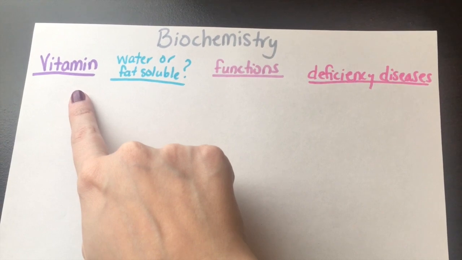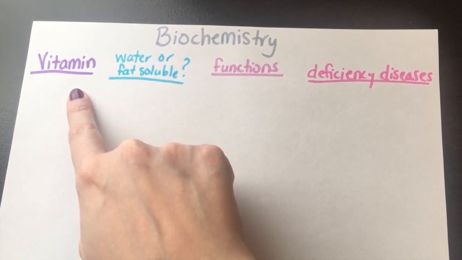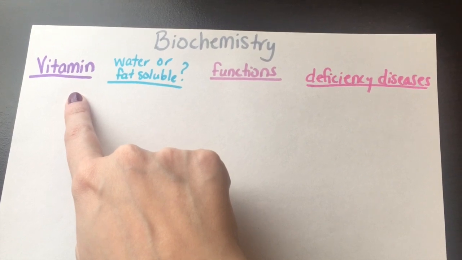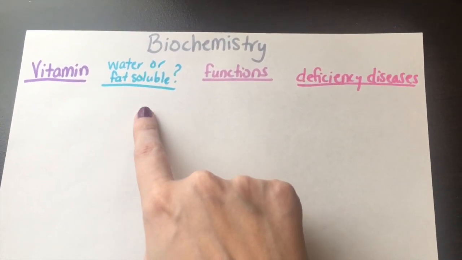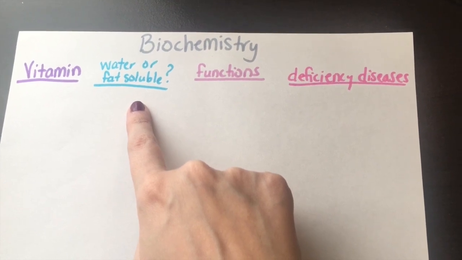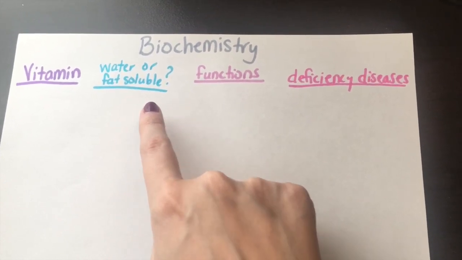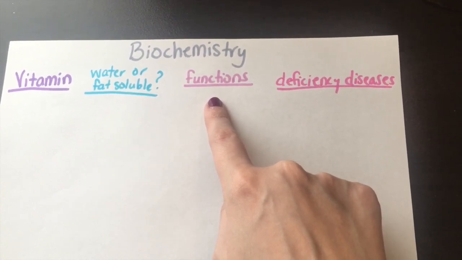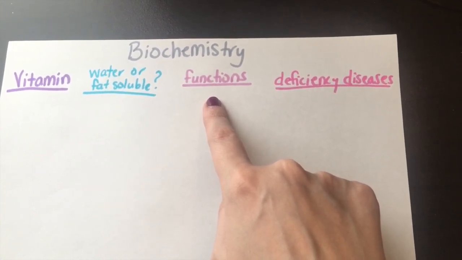So the first thing I did was write the name of the vitamin. I would write the letter, like if it's B1 or whatever it is, and the name, so thiamine, niacin, whatever it is. And then, is it water or fat soluble? We had to know that, so I would just write water or fat in that column. Then the functions of that vitamin. So what does it regulate in the body? What is the point of that vitamin in the body?